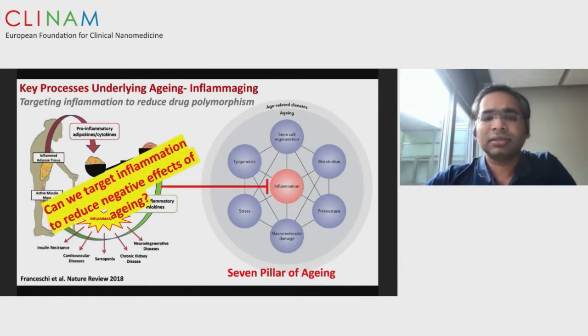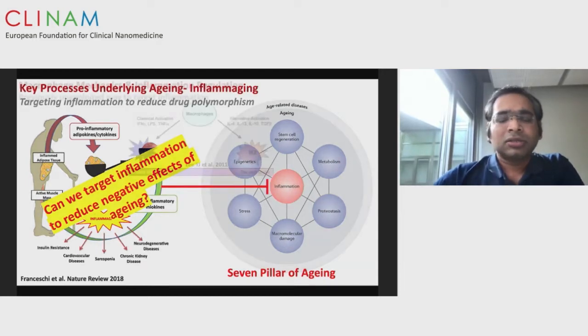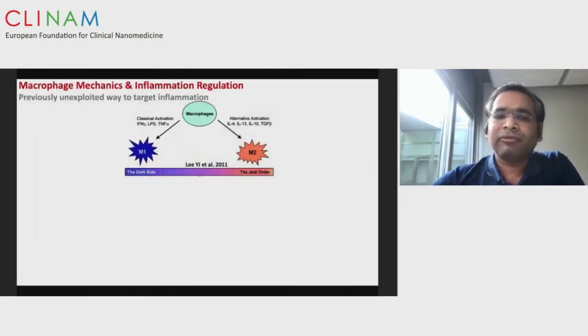So the question is, instead of targeting all these other events, is it possible to directly target inflammation and thereby reduce the negative effects of aging? And again, I would say yes, maybe we can. The way people have so far targeted inflammation is by targeting the chemical events.